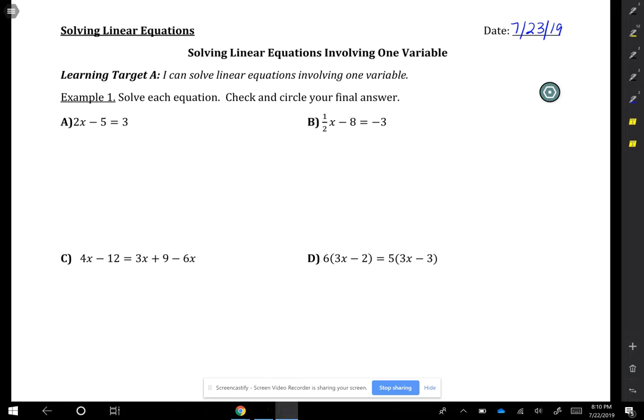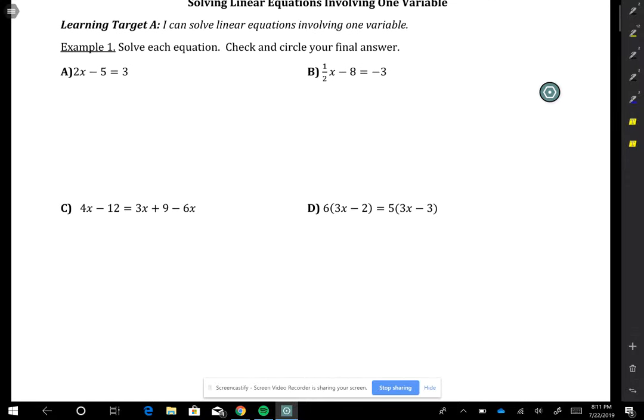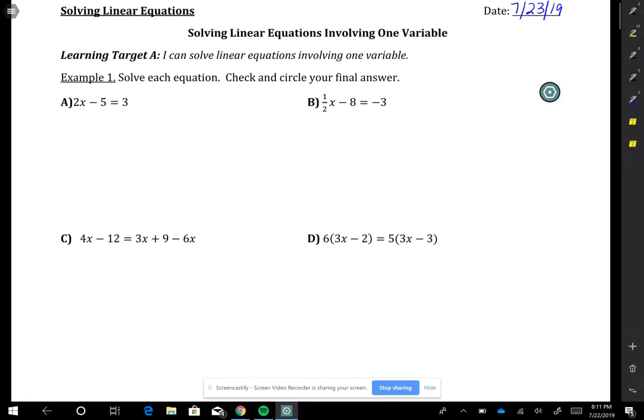And this first lesson is the first of our linear review unit. So what we're going to be doing today is solving linear equations involving one variable. We're going to go through these 6 examples, and whatever we don't finish in any videos, we will always finish in class. All right, so let's look.